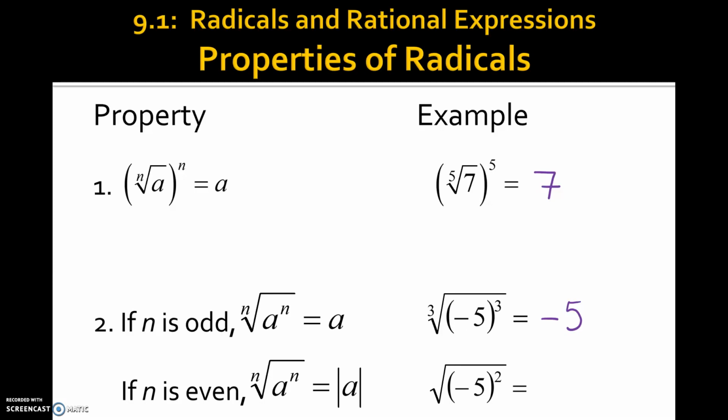However, if n is even, we have to do the absolute value of that number. So the absolute value of -5 is +5. And that's because if you take -5 on the inside and square it, -5 times -5 is +25, and the square root of +25 is 5. So if that n is an even number, then you look at the absolute value of the radicand, the number underneath the radical.